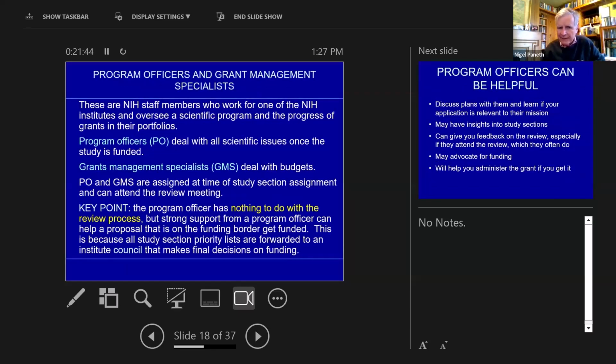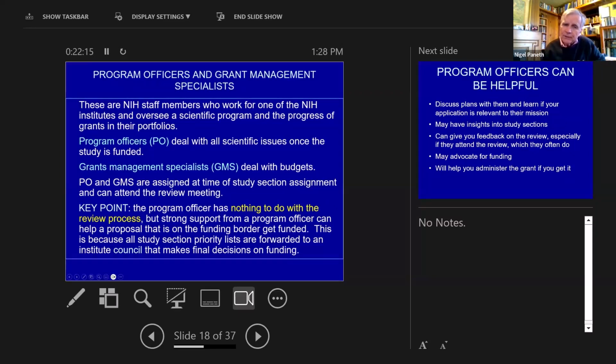NIH has staff who work for the institutes and oversee scientific programs. So you have two basic kinds: the program officer, who deals with all the scientific issues once the study is funded, and the grants management specialist, who deals with the budgets. Now, these people are assigned at the time of study section assignment, and they can attend the review meeting. Now, the important thing to remember about the program people is they have nothing to do with the review process.